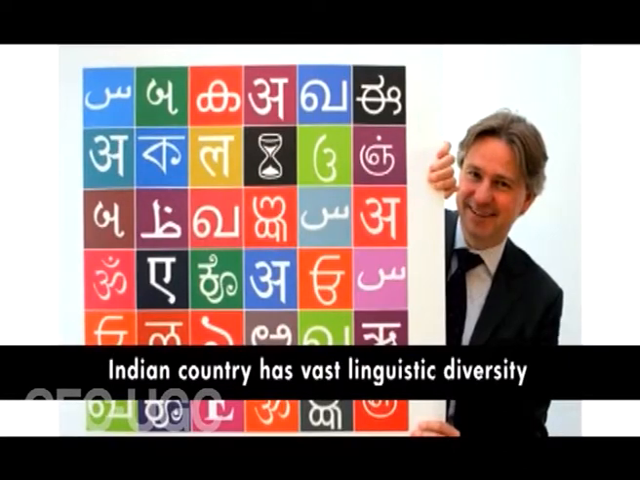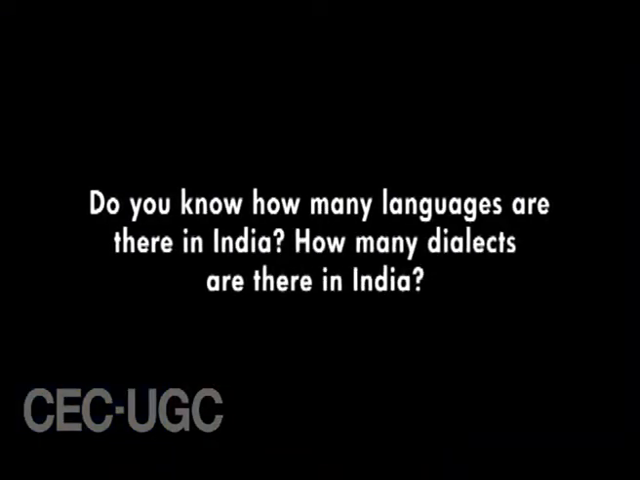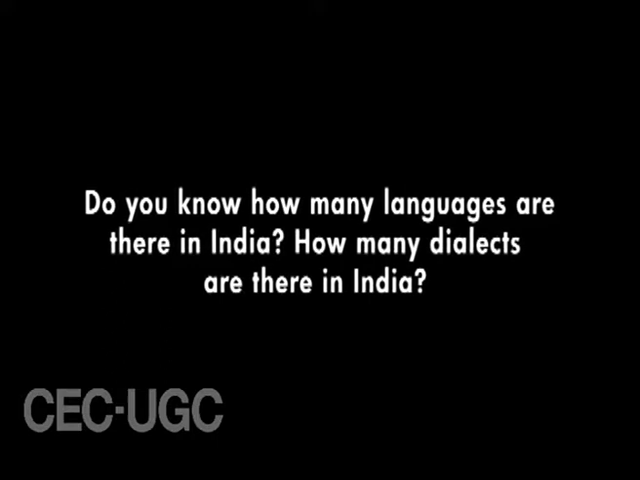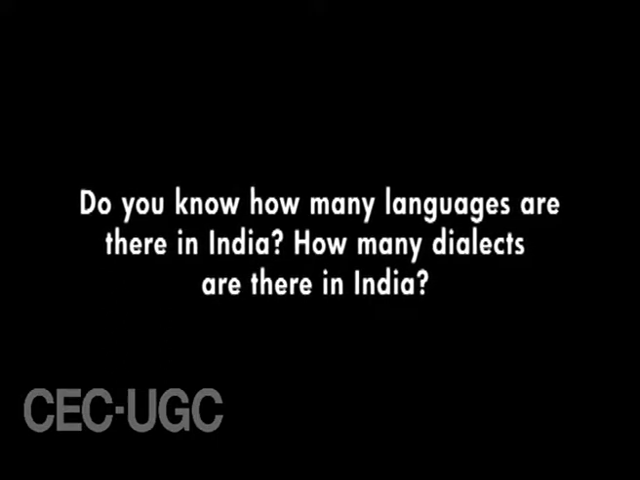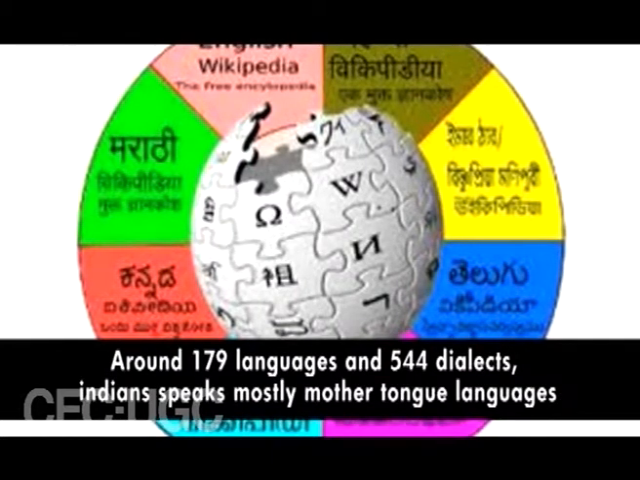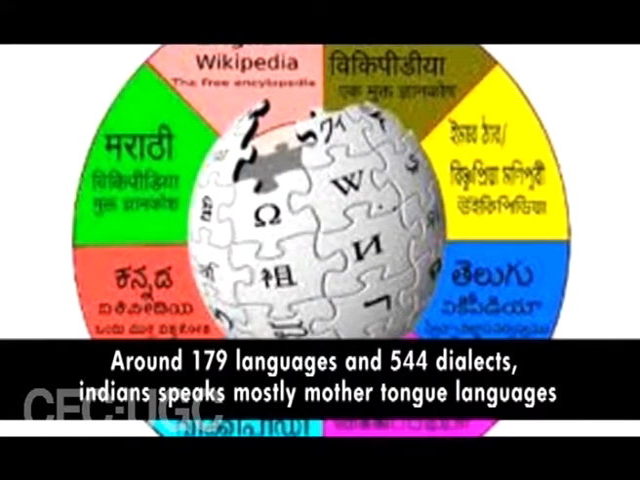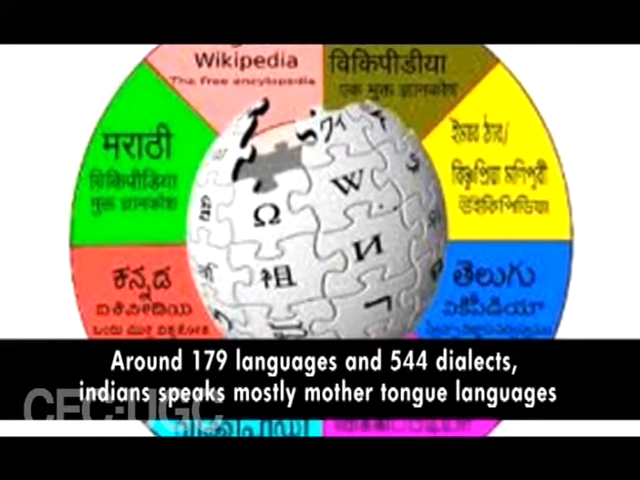Language and language diversity in India. To start with, India is a country with vast linguistic diversity. Linguistic diversity in the sense, you all will be amazed to know some facts. Do you know how many languages are there in India? How many dialects are there in India? Well, there are around 179 languages and 544 dialects in India, in which most of them are mother tongue languages.